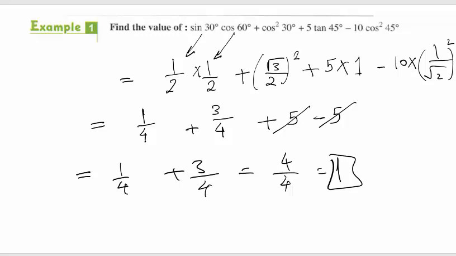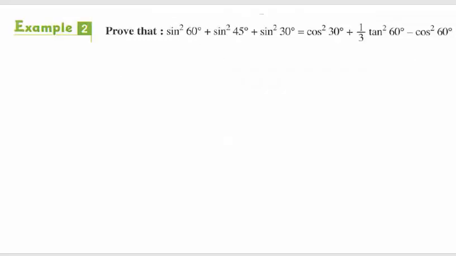Let's move to another example. What if he asked me to prove that sine squared 60 plus sine squared 45 plus sine squared 30 equals cosine squared 30 plus 1 over 3 tan squared 60 minus cosine squared 60? To prove that these two sides are equal, you should find the value of each and make sure that they are equal.